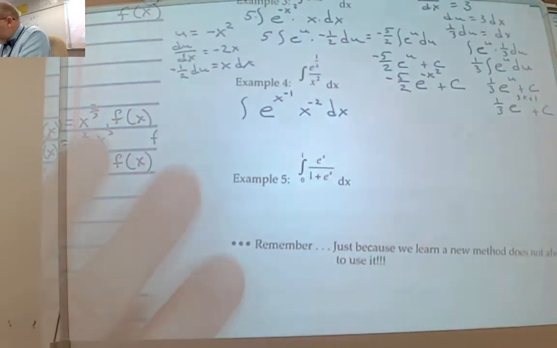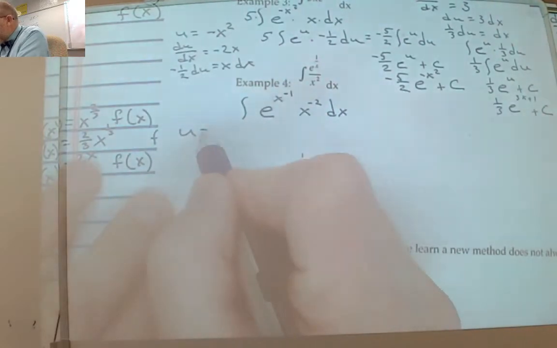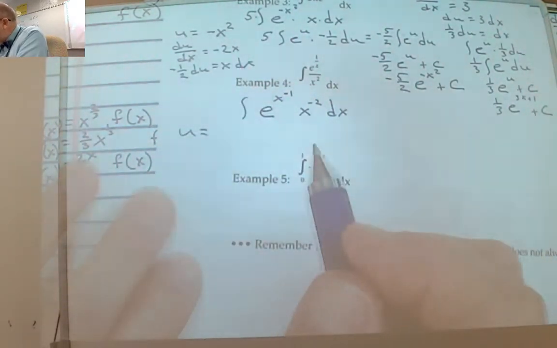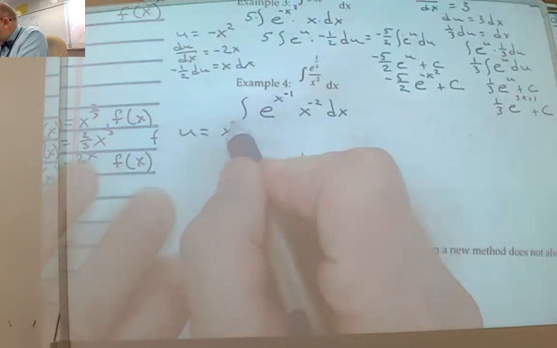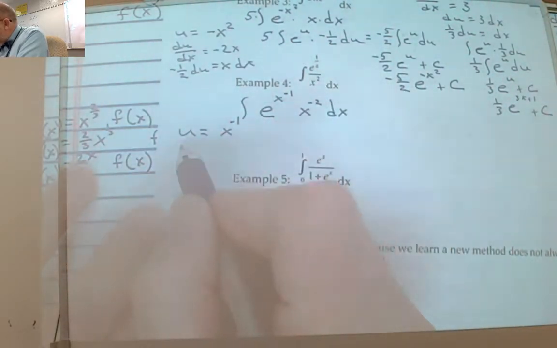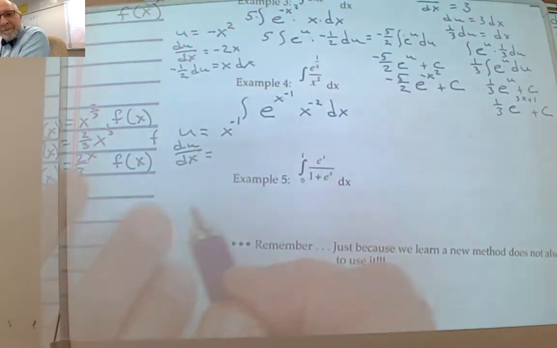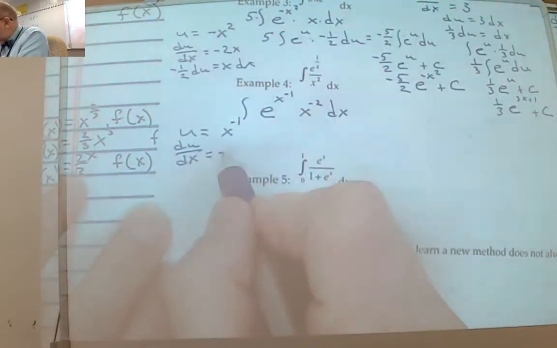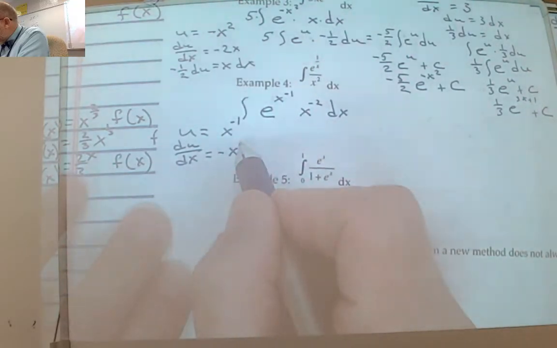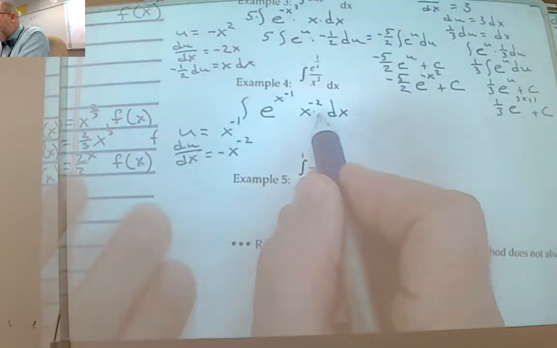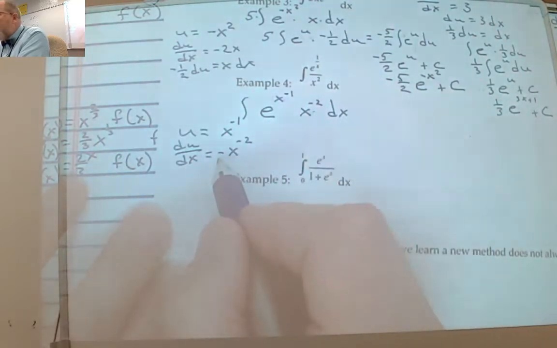Do you want to do substitution, or do you want to do pattern recognition? Substitution. So what's u going to be? X to the negative 1. And what's du dx? Negative x to the negative 2. Look at this. It's here. Except there's no negative sign, is there?